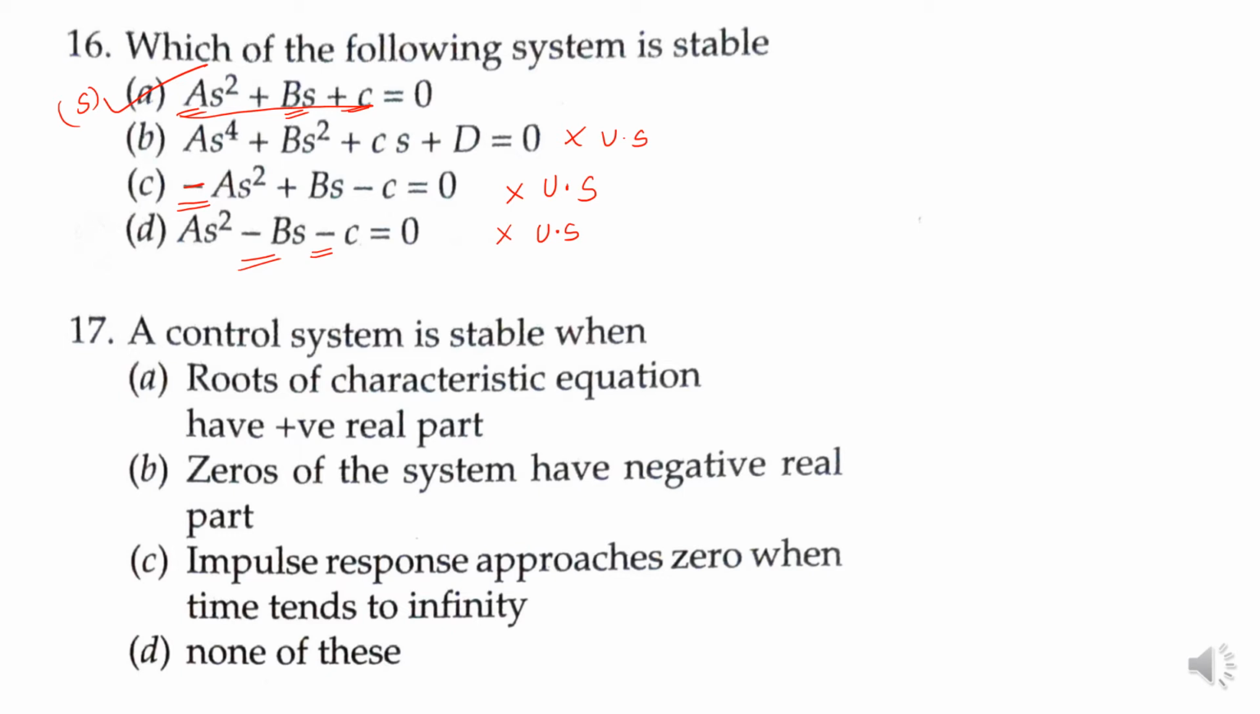17. A control system is stable when the roots of the characteristic equation have positive real part. Wrong. Zeros of the system have negative real part. Wrong. Impulse response approaches 0 when time tends to infinity. D is the correct answer.